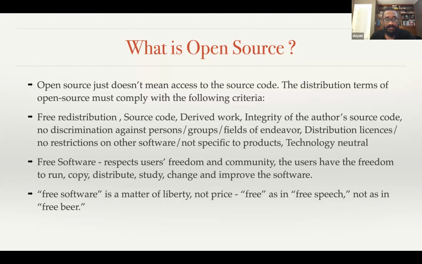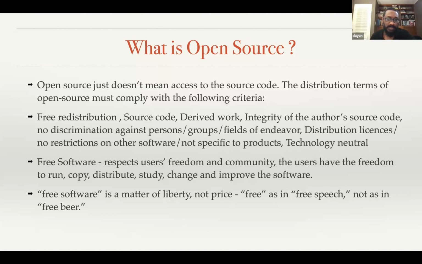Apart from the software source being free for the public, there are a few things about the redistribution of the software and the source code, and that it allows derived work from this source to be used. It also emphasizes that you need to attribute the authors of the original source code throughout the propagation or redistribution of the software, with no discrimination against persons, groups, or fields of endeavor.